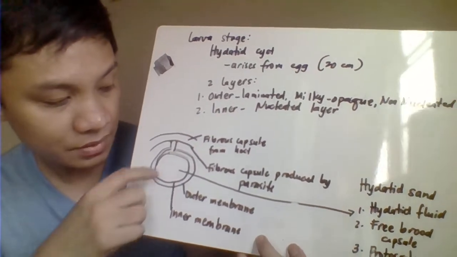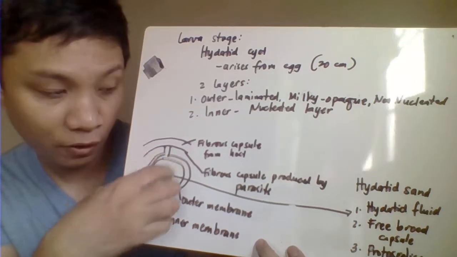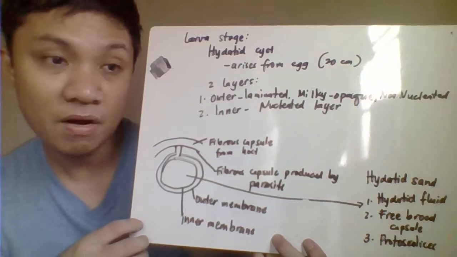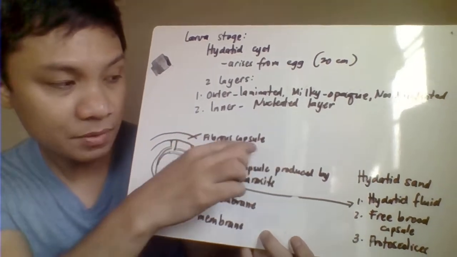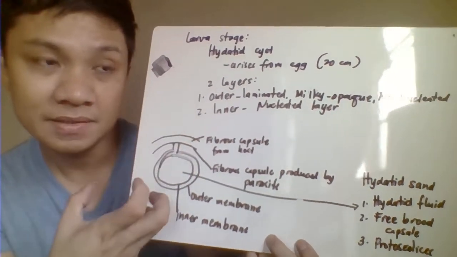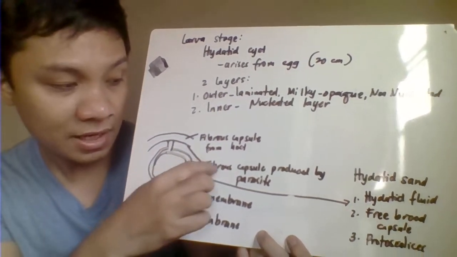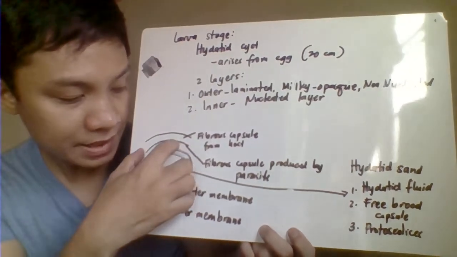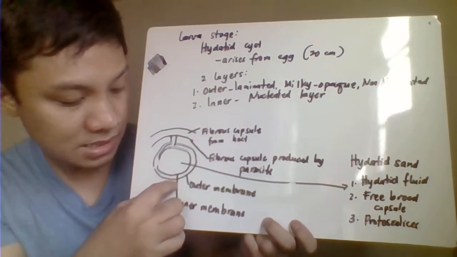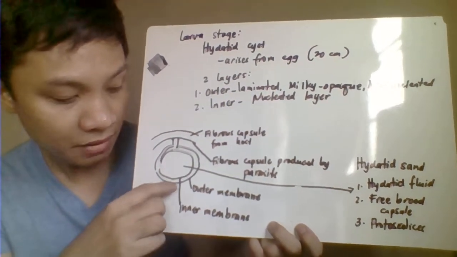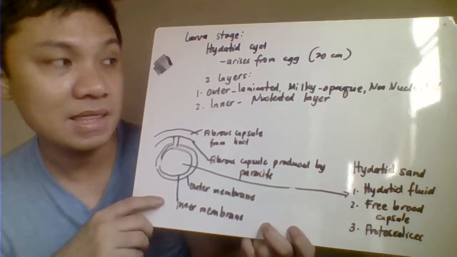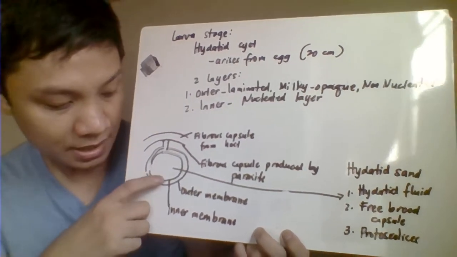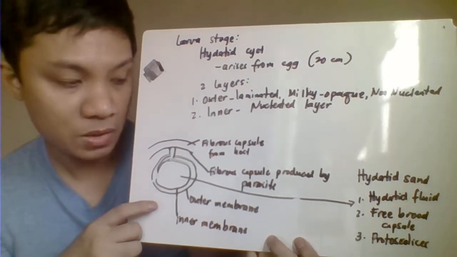The hydatid cyst here, so para siyang cyst na bilog. So, that one here primarily is being formed here on the tissues of the infected patient. So, this is the fibrous capsule here. So, ito galing sa tissue ng host natin. Itong parasite mo, gagawa siya ng sarili niyang fibrous capsule. Then, ang cyst nito, this is your hydatid cyst, divided here into two main layers. The outer layer, we describe this one as laminated, milky opaque, and that one is non-nucleated, walang nucleus. The inner part, on the other hand, is nucleated, may nucleus.